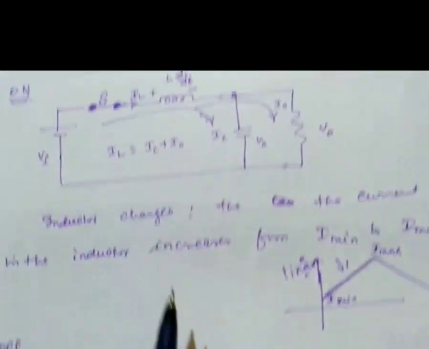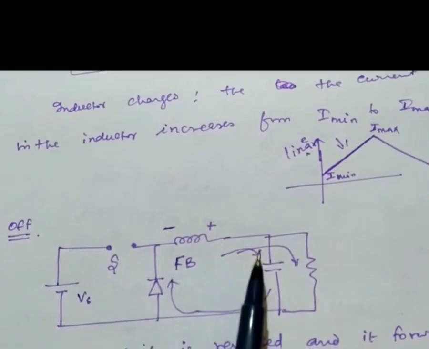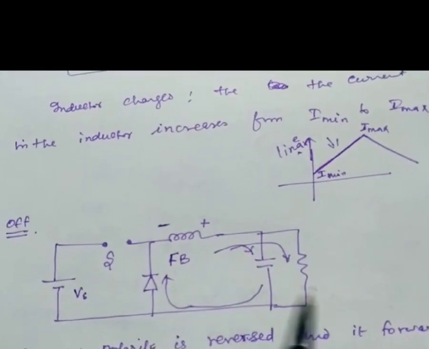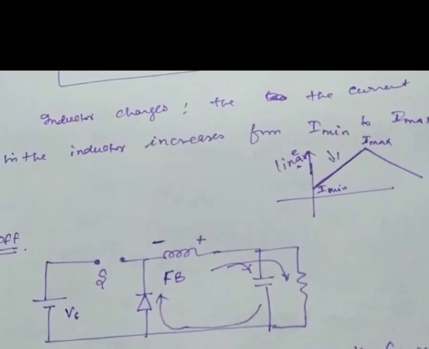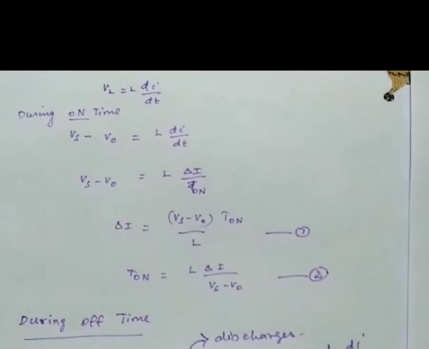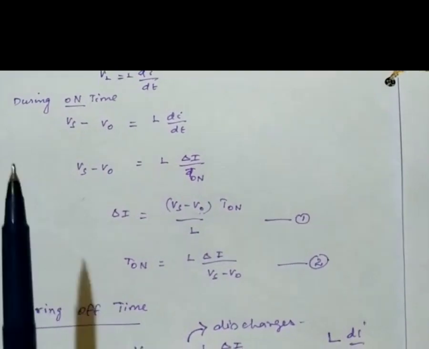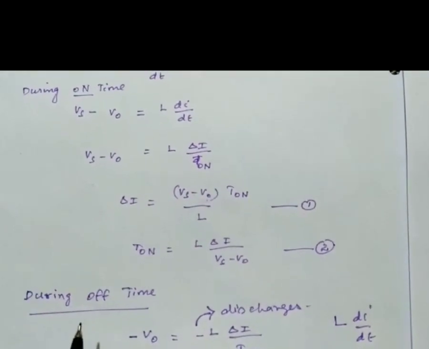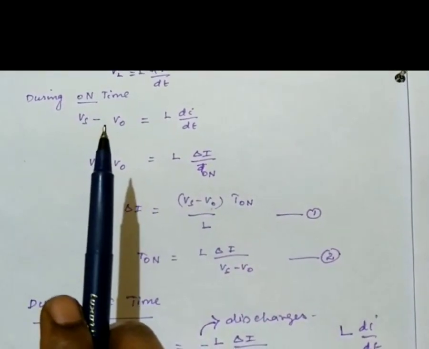Previously there was no diode; now we have the diode, and through the diode the inductor is discharged. Now we come to the analysis part. The analysis has two areas: first during on time, and then during off time.